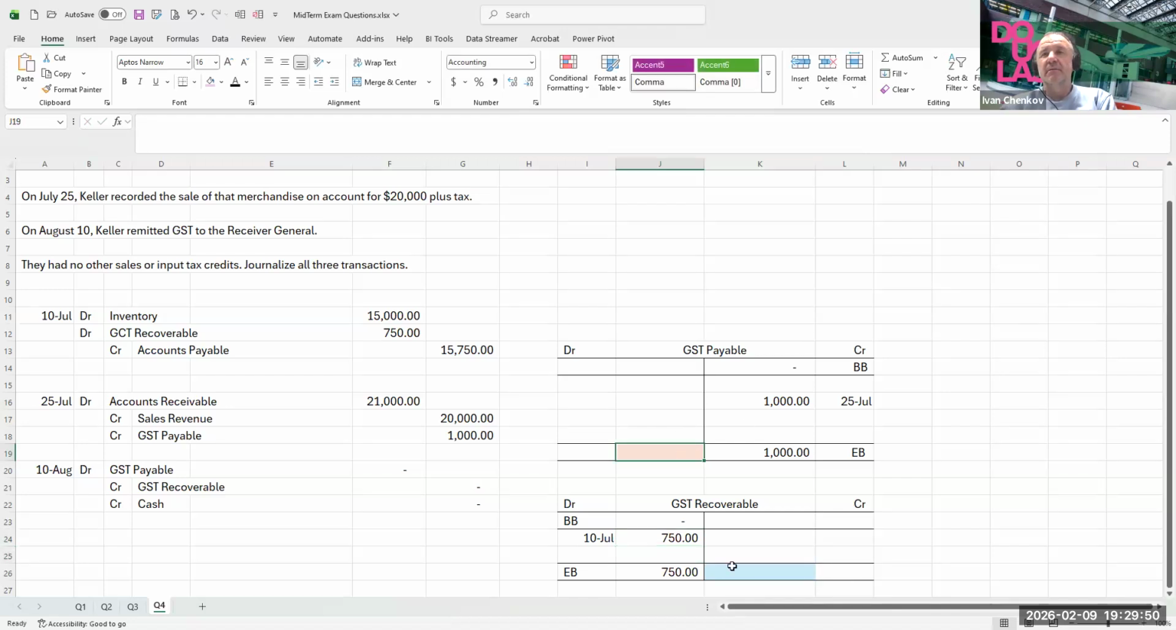So we have to debit GST payable with 1,000. We have to credit GST recoverable 750. And we have to pay the government $250 cash. Then we're done. Do you see anything scary with this type of questions with the GST? Let me see what you say in the chat room.